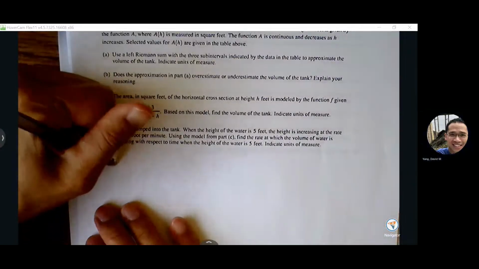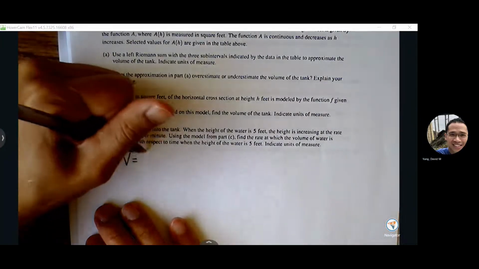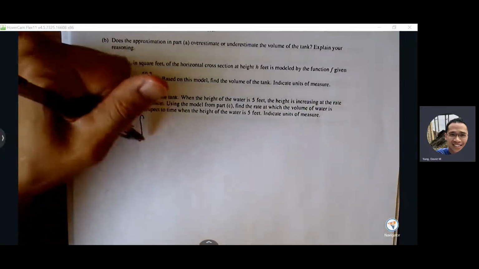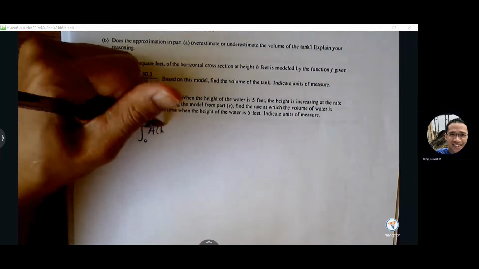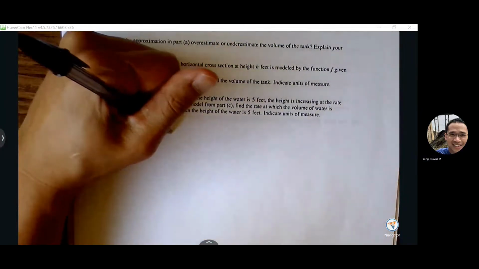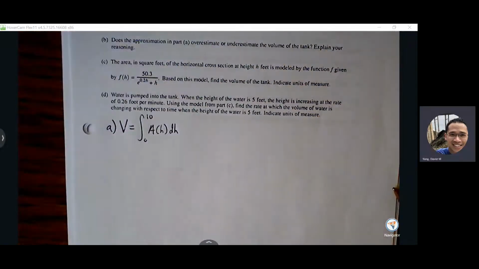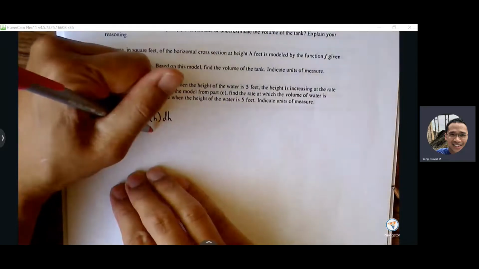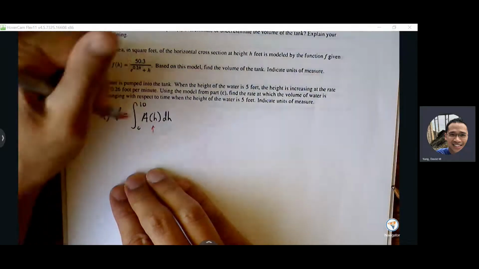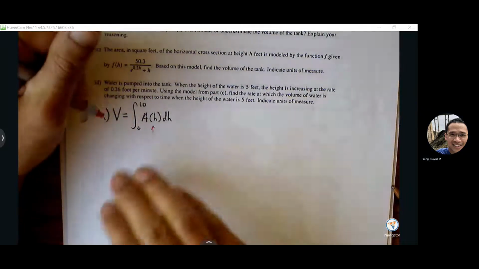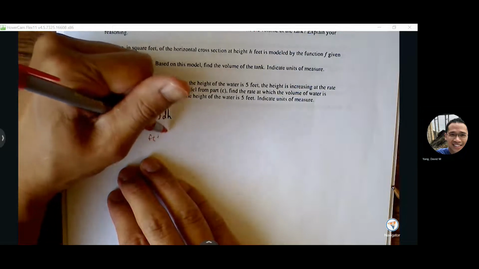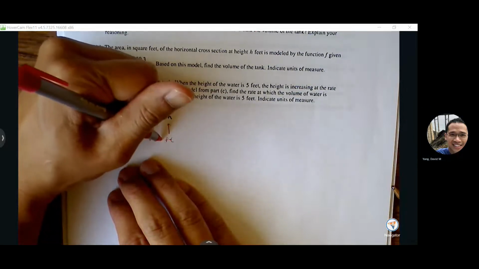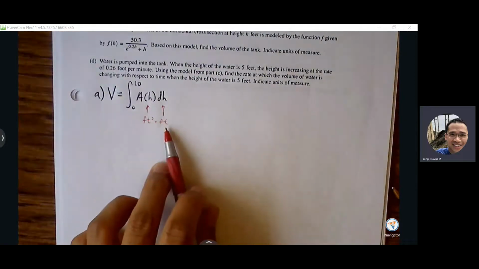Okay, so part A. We're trying to approximate the volume. And A of h is in terms of square feet. dh is in terms of feet. So when you multiply square feet and feet together, you're able to achieve cubic feet, which is a volume unit of measure. So square feet times feet is cubic feet.